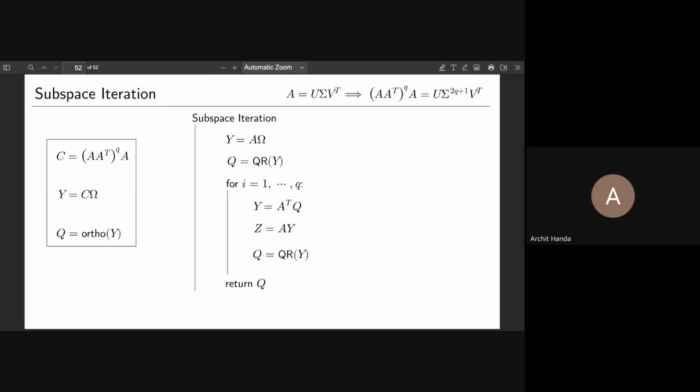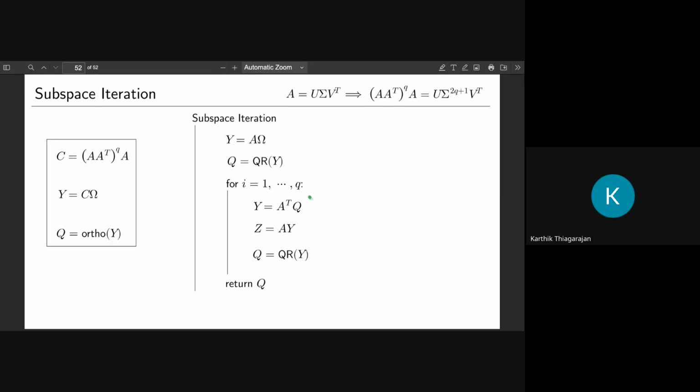So in this slide, shouldn't it be Q is equal to QR of Z? Okay, yeah, that's correct. Good point. This should be QR of Z. Let me change it. And since it's Z directly, can't we just make Y equal to AA transpose of Q and just do it for Y? So why are we splitting it into two steps?